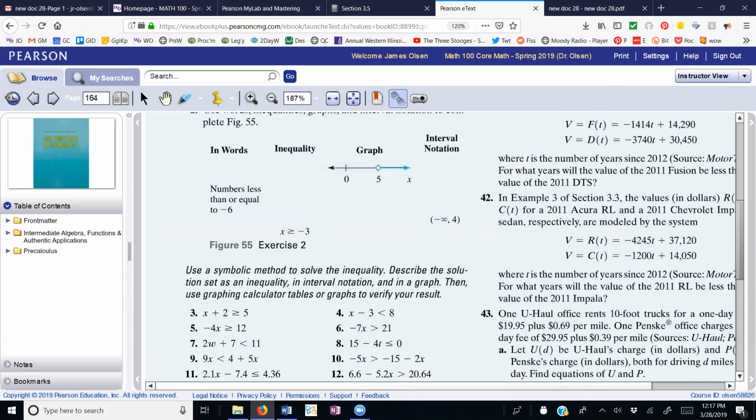The most common mistake on exam 3 is forgetting to give all three and not following the directions. We need to give an inequality, we need to give interval notation, and we need to have a graph. And I'm going to be doing number 5. Number 5 is negative 4x is greater than or equal to 12.